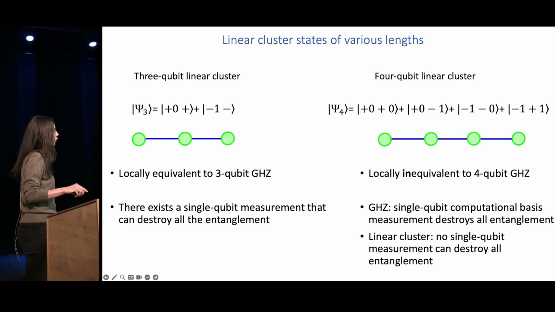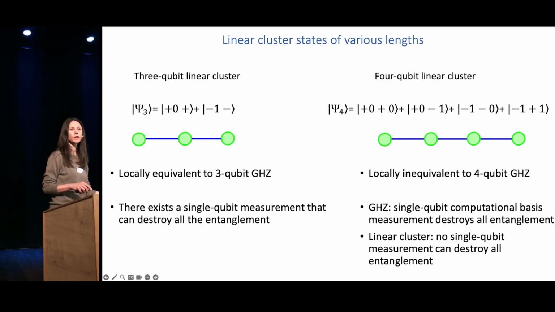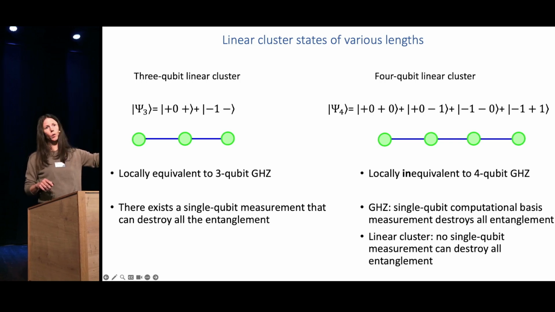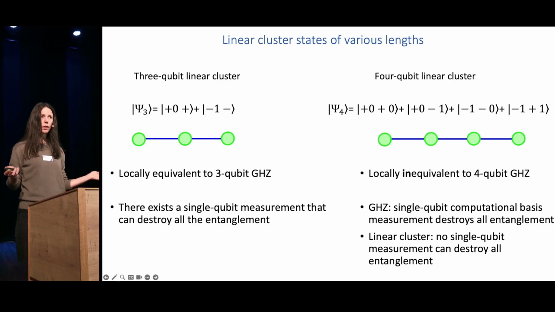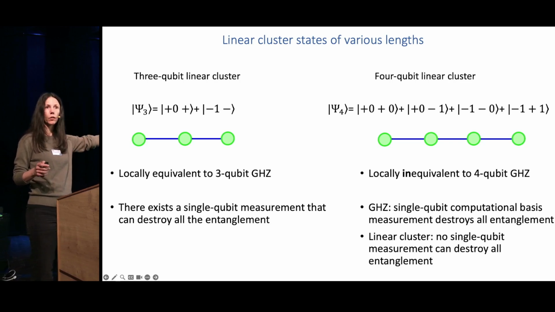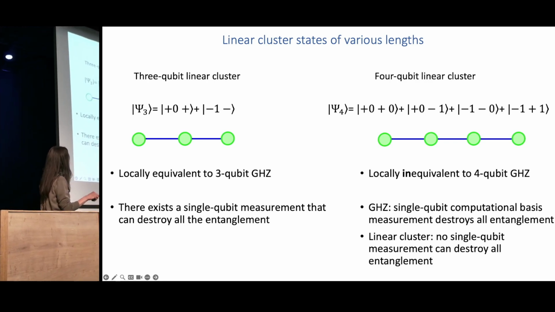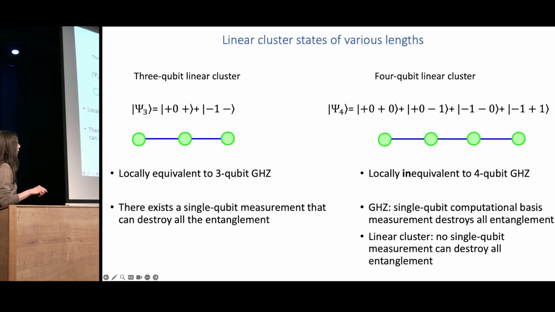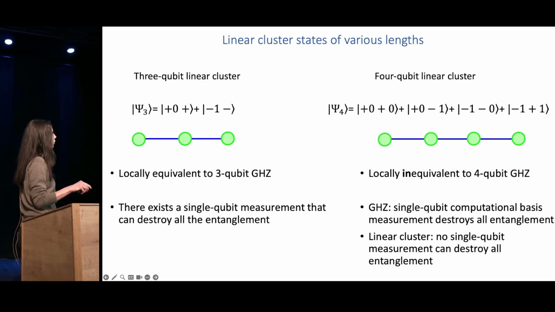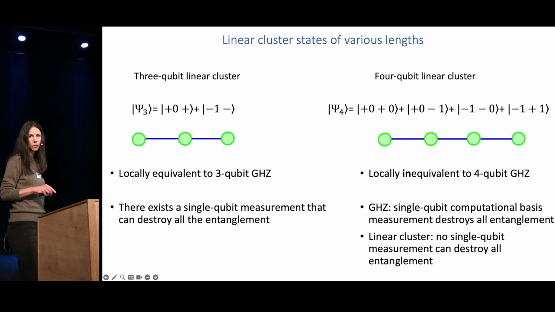So in a GHZ state, a single qubit computational basis measurement destroys all the entanglement, right? Because I have all zeros plus all ones. If I measure 1 qubit, doesn't matter which one, I'm going to collapse the whole state into a product state, right? If I get back 0, everything will be in 0. If I get 1, all the qubits will be in 1. In this case, it's not the case, right? You can easily check that if you measure, let's say, this qubit in the computational basis, you have some residual entanglement on the other qubits.